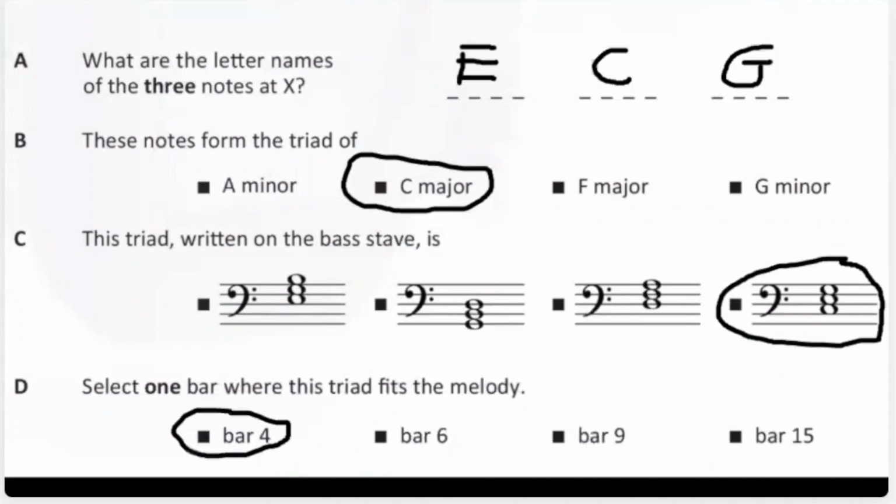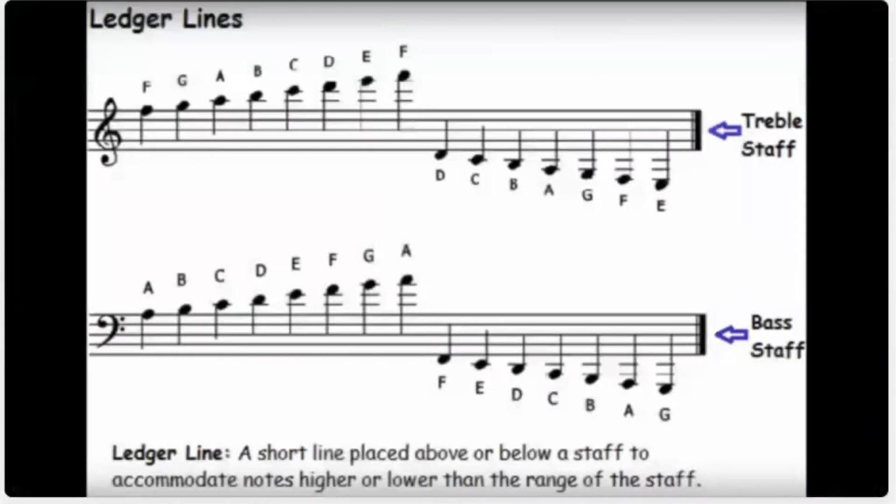I hope the two videos on triads, the triads preparation and the triads sample question and answer, have helped you understand how to complete this question for your junior cert. The only additional knowledge you will need for this question is the names of the notes below and above the stave, called ledger lines, shown in the image above now.